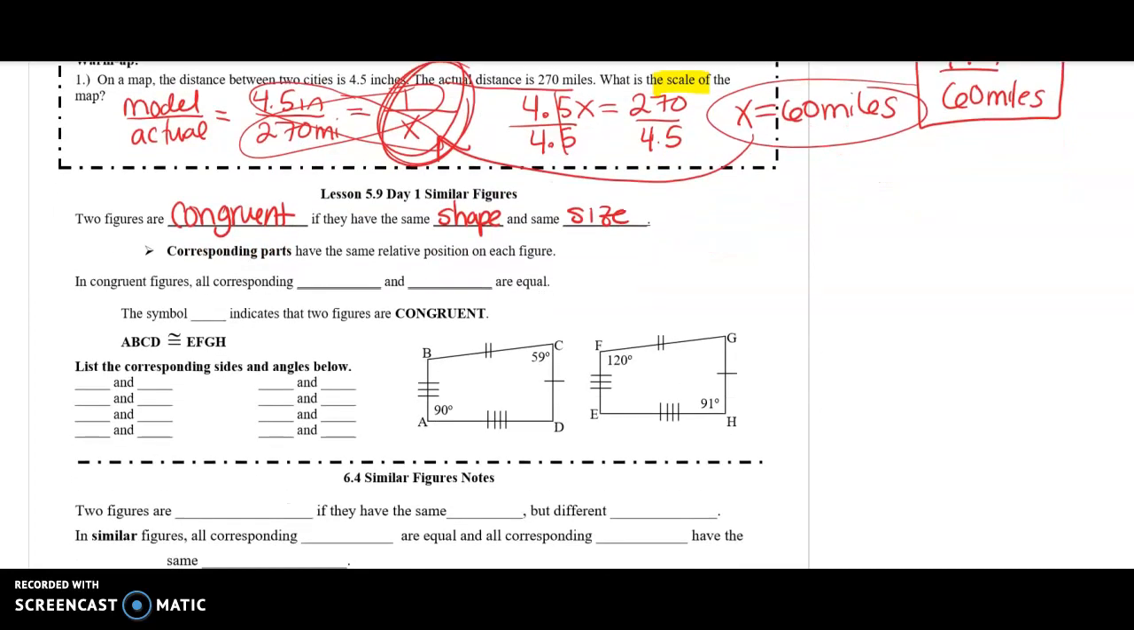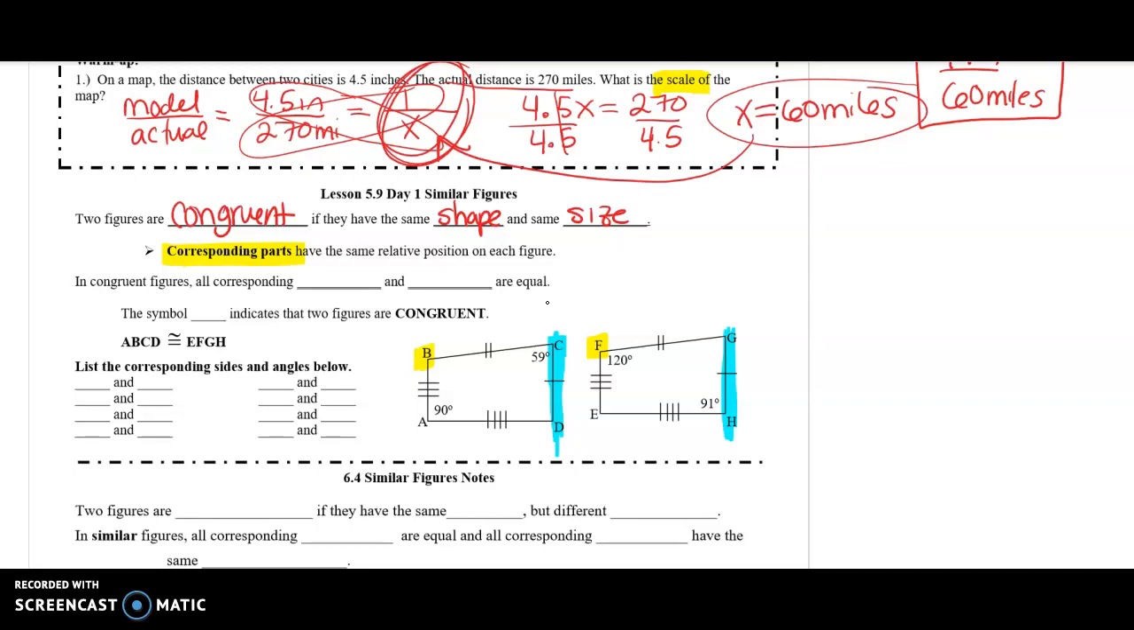Okay, so corresponding parts mean that they have the same relative position in each figure. So for example, on these figures below, angle B would be corresponding to angle F because they have that same position. Or if you were looking at sides, side CD here would be corresponding to GH because again, they share that same position. So corresponding means they have the same relative position.